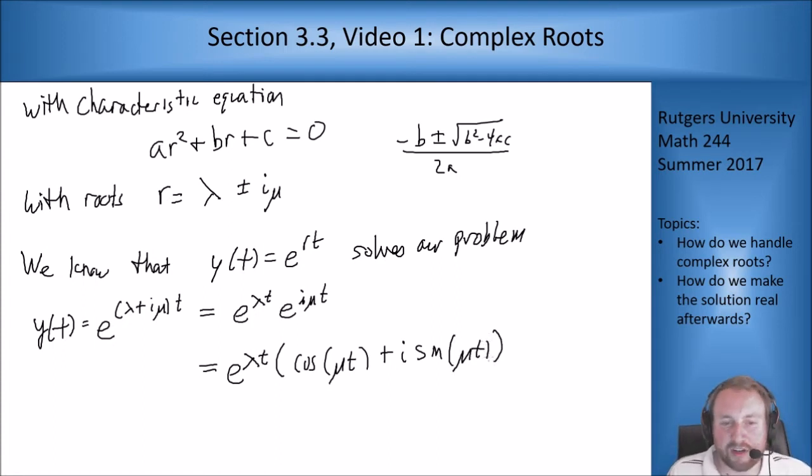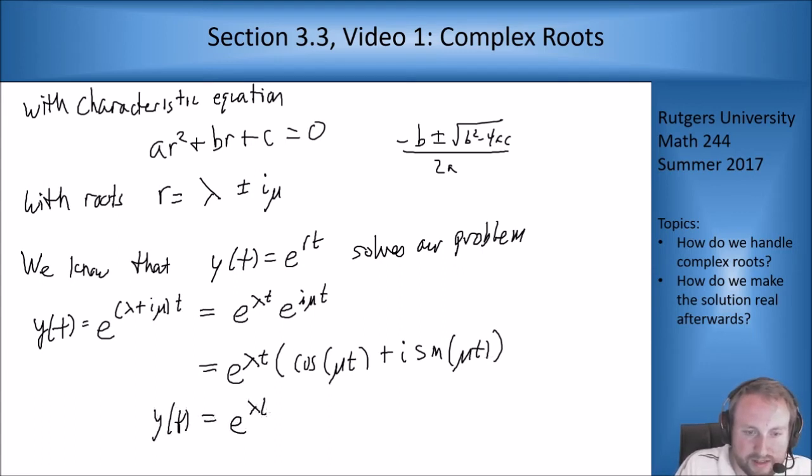And now to make things extra clear, I'm going to distribute through the e to the lambda t. So my function y of t is e to the lambda t cosine of mu t plus i e to the lambda t sine of mu t.